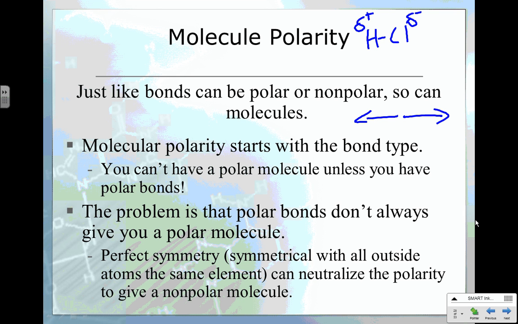Now, perfect symmetry means they're all pulling with the exact same force, which means all of the outside atoms are the exact same type of element. So if you have one of our symmetrical shapes and all of the outside atoms are the same element, then you have what we call perfect symmetry. And your bond polarity is going to cancel out and you'll still get a nonpolar molecule.